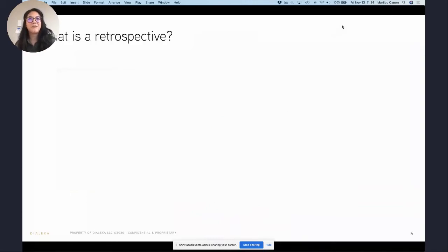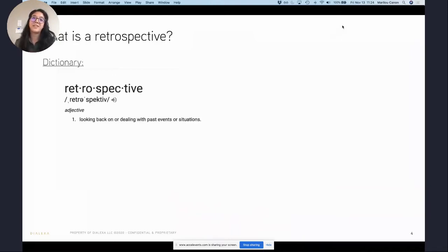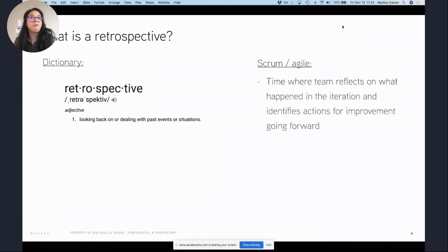For those who are not familiar, or those who are and would like a refresher, what is a retrospective? We have the dictionary definition. It's an adjective where it means looking back on or dealing with past events or situations. Pretty straightforward. For those who are living in the Scrum Agile world, the Playbook definition is time where a team reflects on what happened in the iteration and identifies actions for improvement going forward.